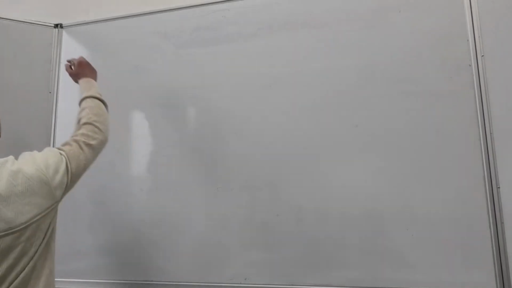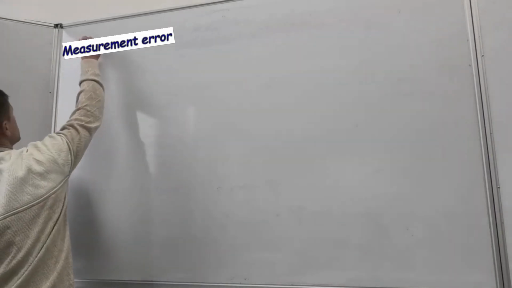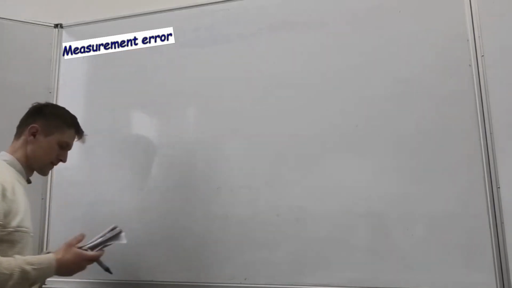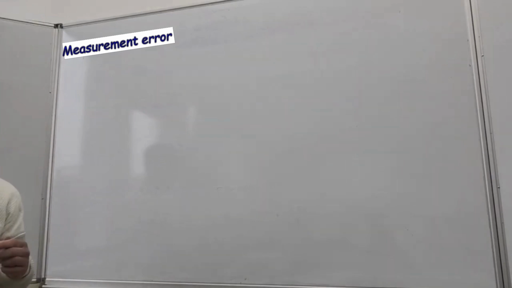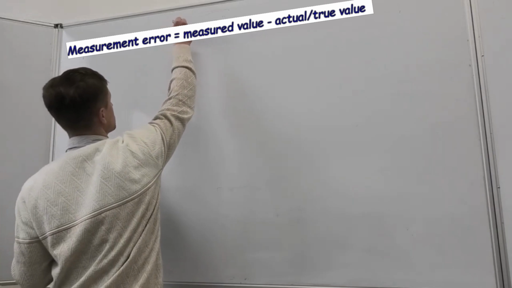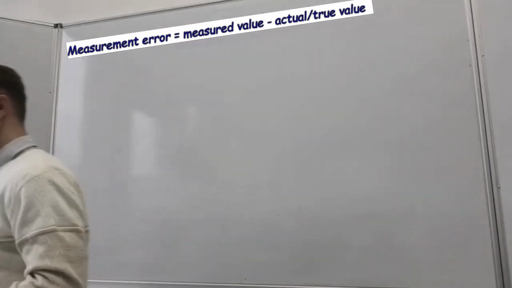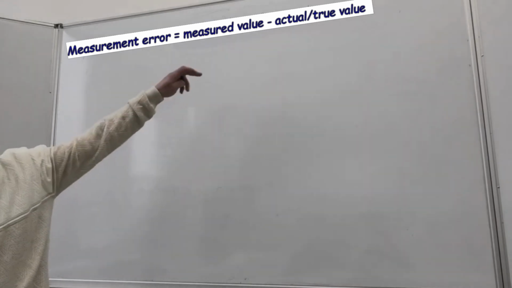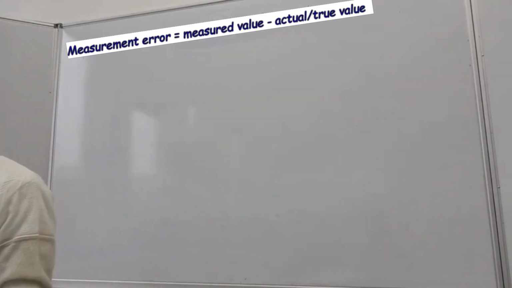I'll start with measurement error. Do you know what measurement error is? It's the measured value minus the actual or true value. By actual and true value, I mean the same thing, either the actual value or the true value. If we knew the actual true value, then we're done.